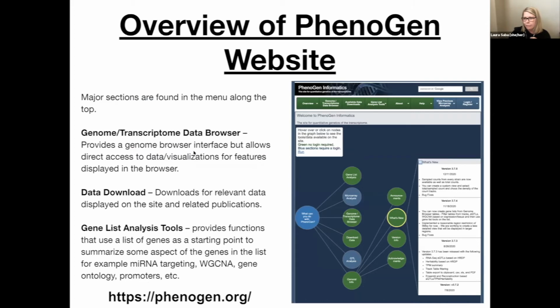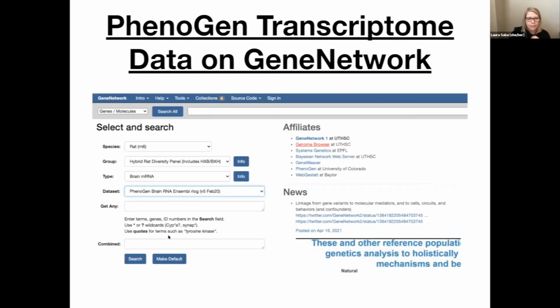So you can look at what we call wiggle plots, that look at the read coverage in a given area of the genome. You can download the data directly, or we have a whole other list of tools that can be used to analyze gene lists.